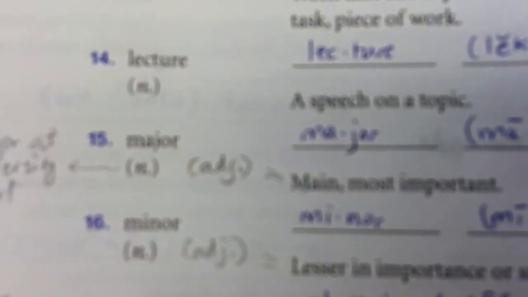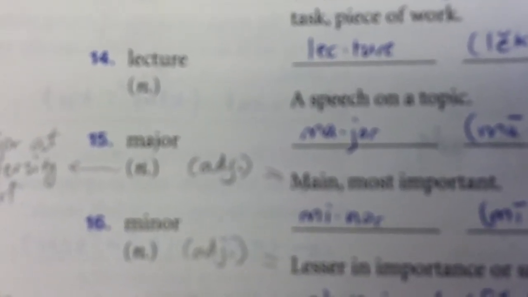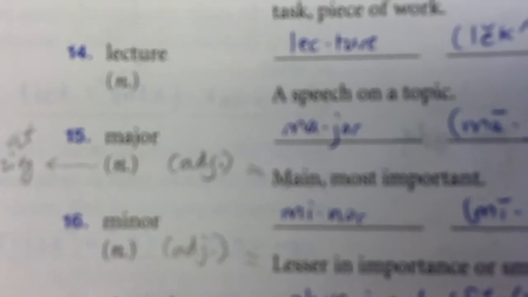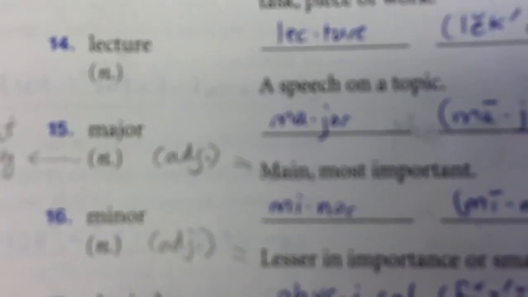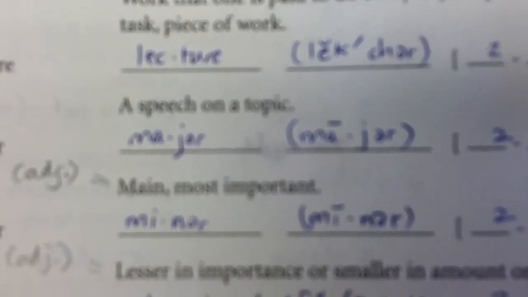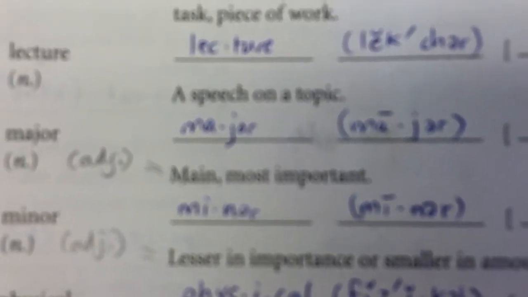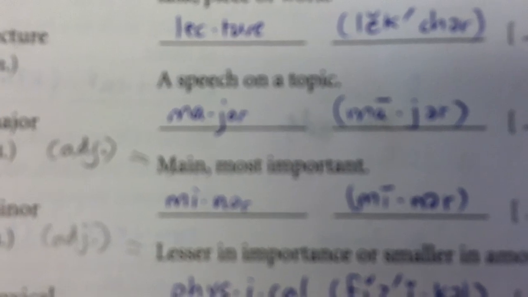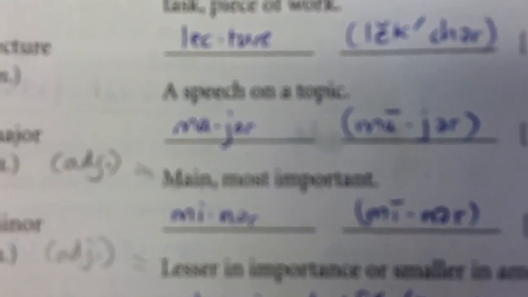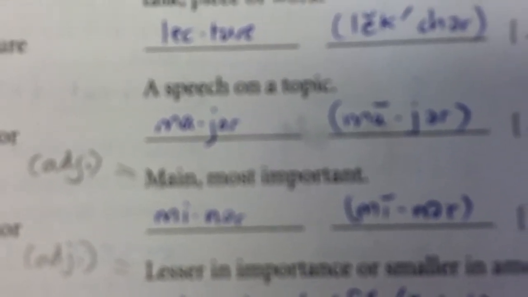The next word is major. Now, in the book it says N for noun, but the definition is actually for the adjective. So please write A-D-J, because that describes the adjective as main or most important. Yes, it can be a noun, but the definition is shown for an adjective. So we'll talk about the major points, the main information. What is your major in college? What are you studying? That's your major field of study. We can just say major as a noun.